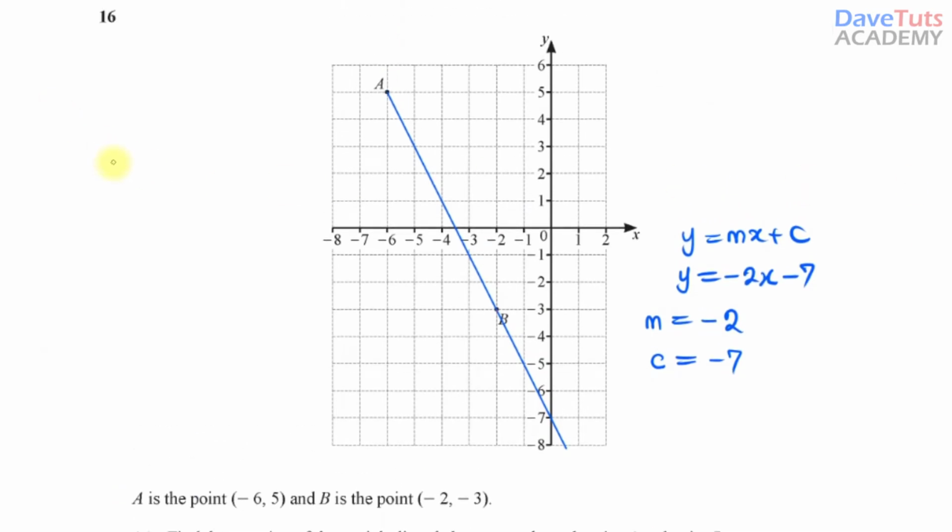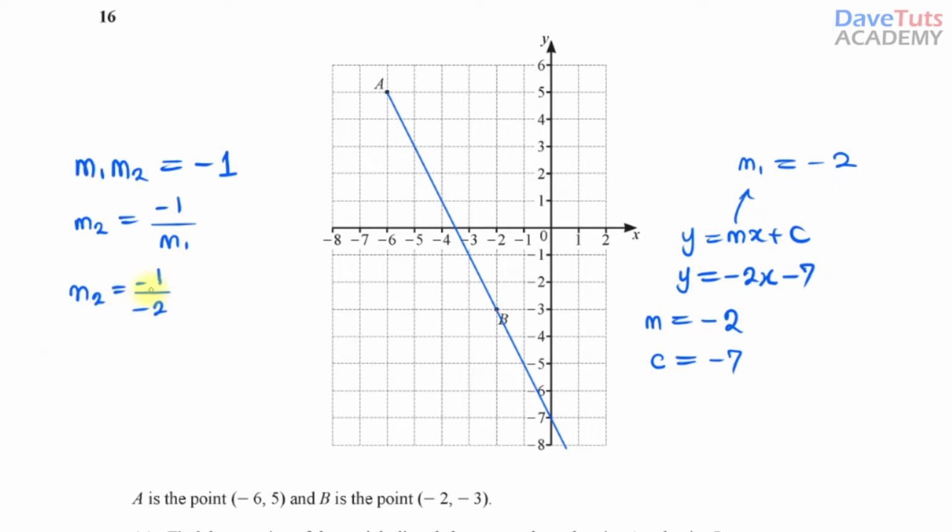We know that for the perpendicularity of two lines, the product of their gradients M1 and M2 is going to be minus 1. So if you take this as M1, M1 is already minus 2. In that case, M2 is going to be minus 1 over M1, so M2 is minus 1 over minus 2, and that is 1 over 2. So the second gradient is 0.5, which is 1 over 2. Okay, and then we are told that it's also passing through the origin, which is 0, 0.